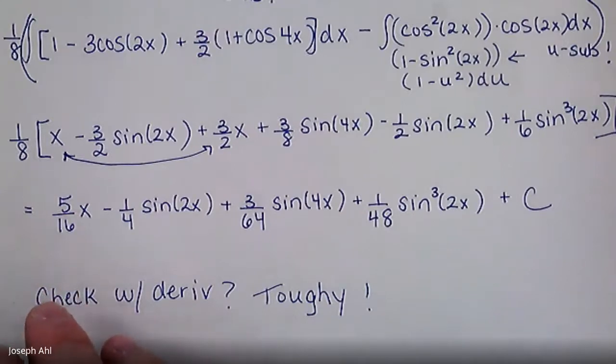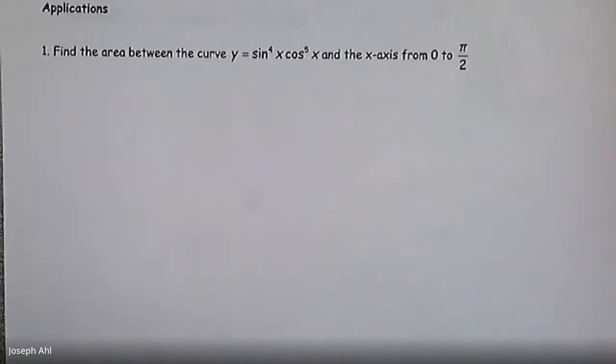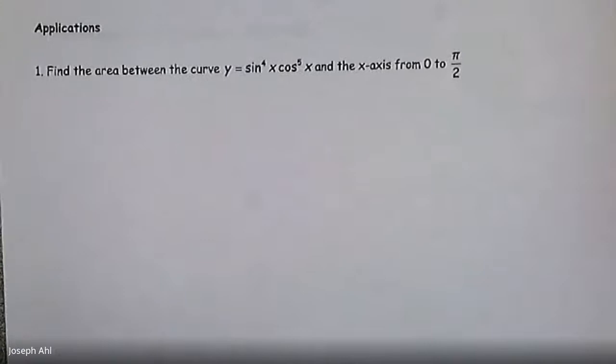Okay, so that's the most intense one for today, I promise. Sine to the 6th, a little intimidating. But let's move on to the next application question. So the next one says, find the area between the curve y equals sine to the 4th x cos to the 5th x. And we're going to find that area bound by the x-axis from 0 to pi over 2.